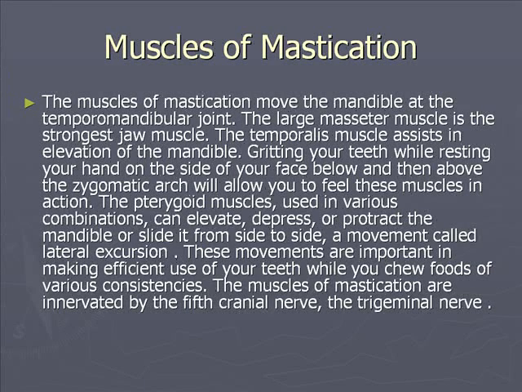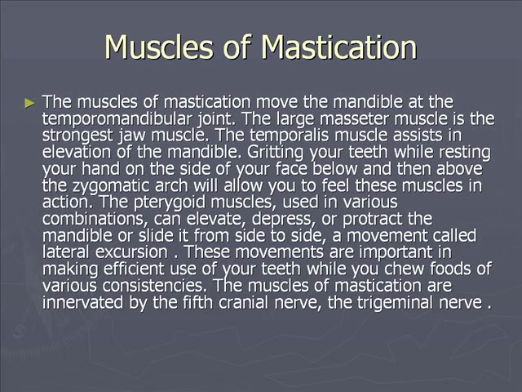The muscles of mastication are the muscles that move the mandible and the temporomandibular joint. These are the large masseter muscles, which are basically the strongest muscles of the jaw. The temporalis muscle lies over the temporal bone, which you're familiar with. When gritting our teeth, resting your hands on the side of the face below and above the zygomatic arch will allow you to feel this muscle action.